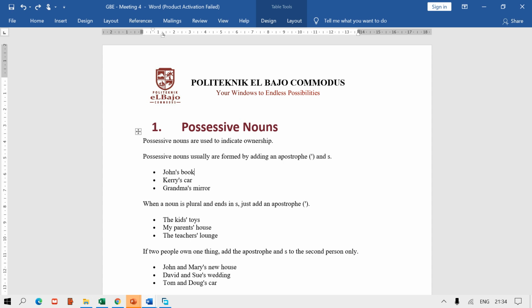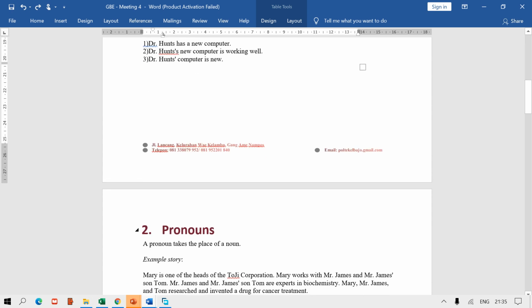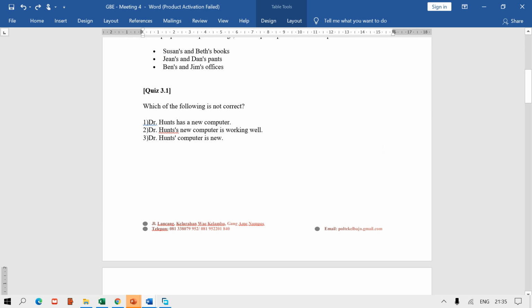If two people own one thing, add the apostrophe and s to the second person only. For example, John and Mary's new house, David and Sue's wedding, Tom and Doug's car. Okay, so let's go on. There are some ways of making possessive nouns, but of course you will understand because I will also send you the layout of the papers through your online contact with me.